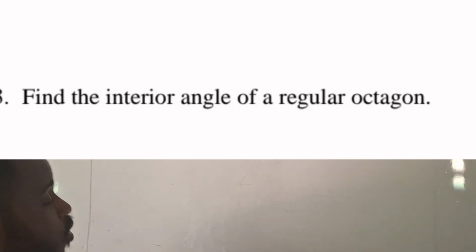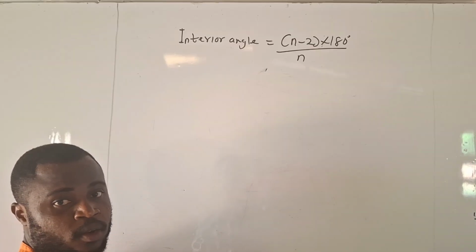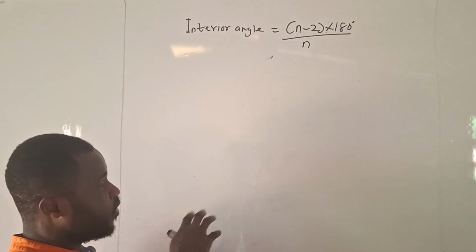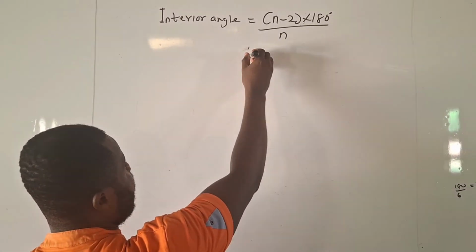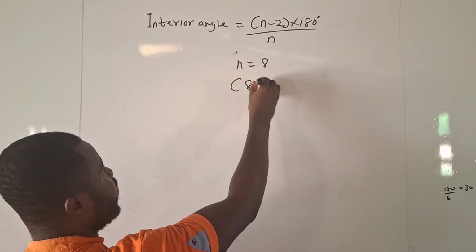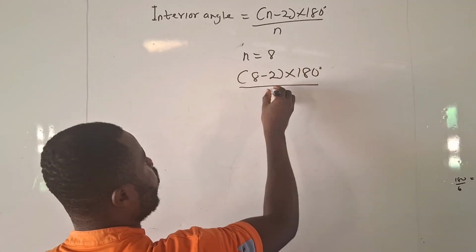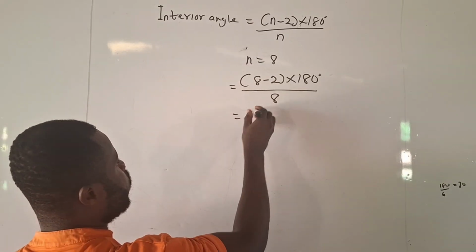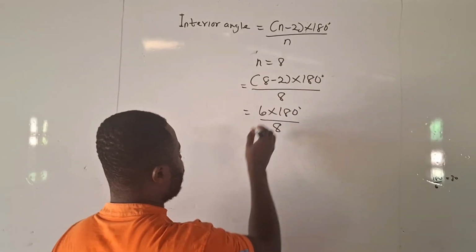The third question says, find the interior angle of a regular octagon. I've told you how to know the number of sides from their names. An octagon has 8 sides, so here our n is equal to 8. Using the same formula, we have 8 minus 2 times 180 degrees all over 8. 8 minus 2 is 6, so 6 times 180 all over 8.